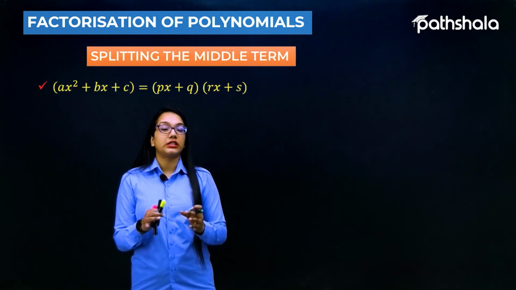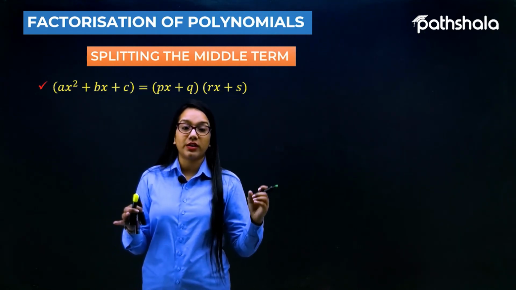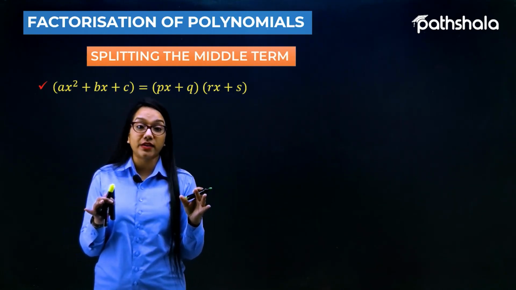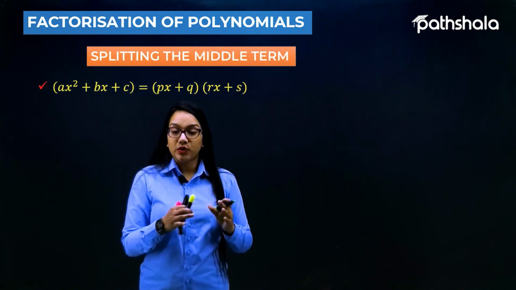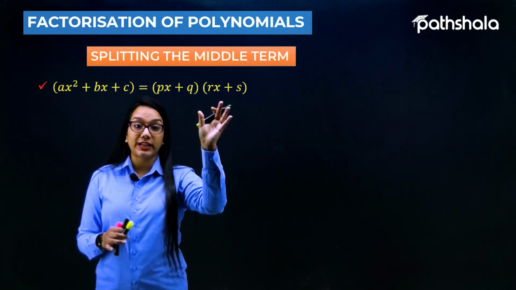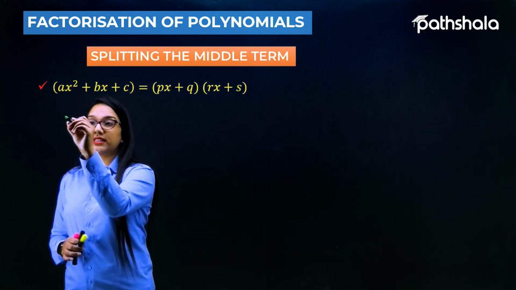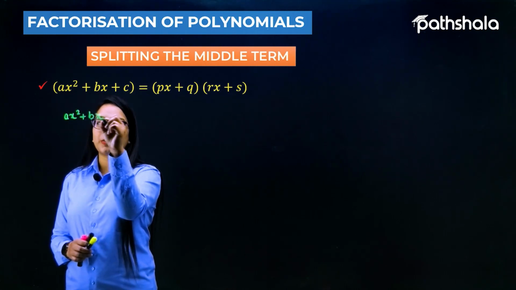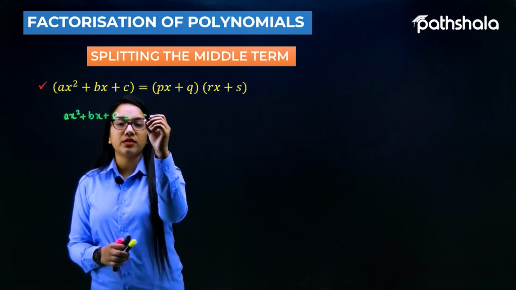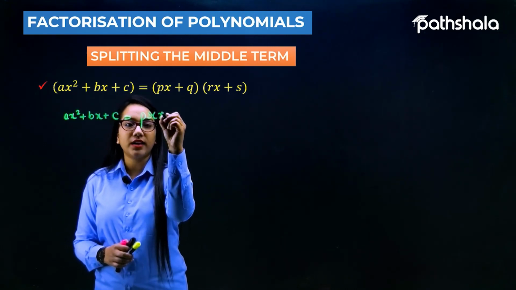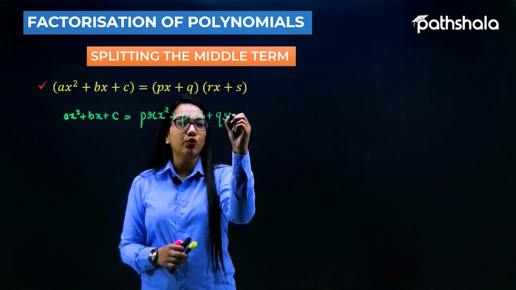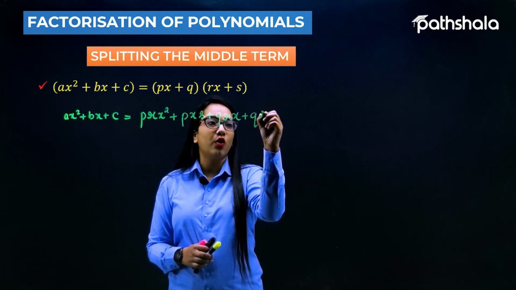So let's compare all these terms, or this whole method, because this method will definitely help us to find the factors of the given polynomials. Let us suppose we are comparing both of these, but before comparison let's expand the right hand side. So as we can see, ax square plus bx plus c can be written as, let's multiply these two brackets all together, so we get prx square plus psx plus qrx plus qs.